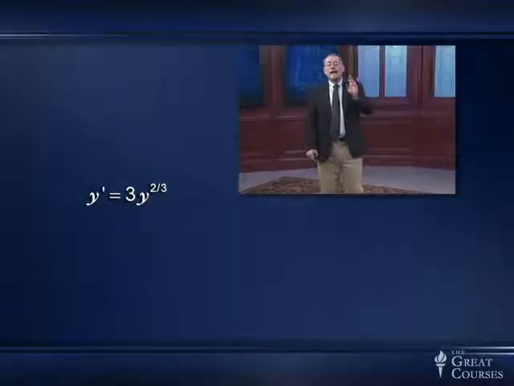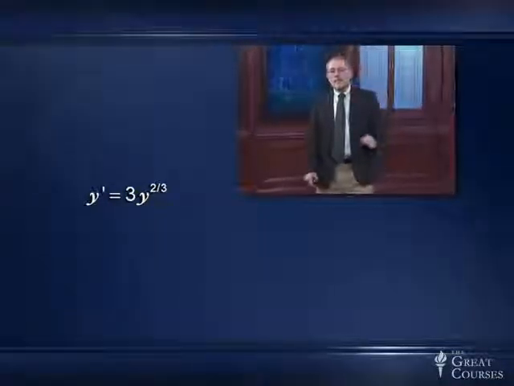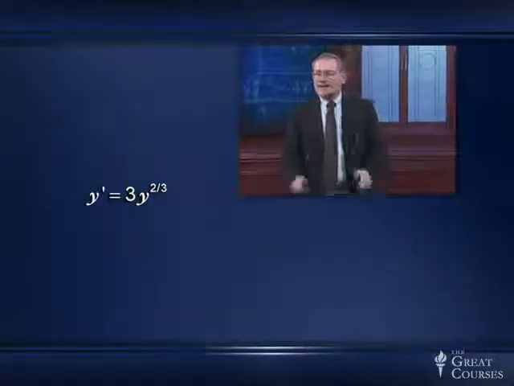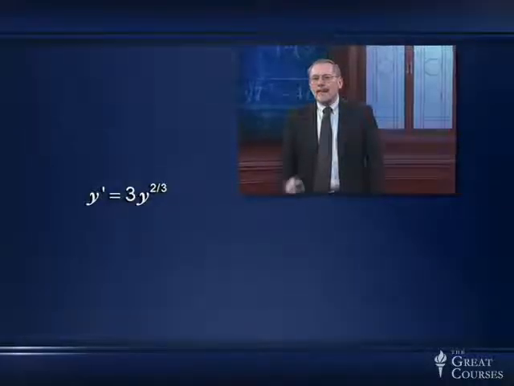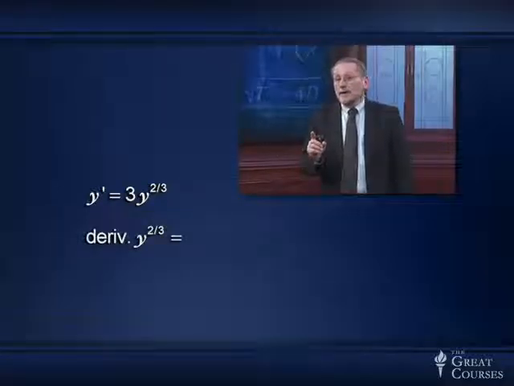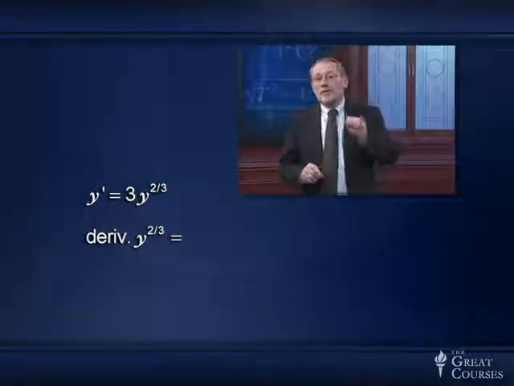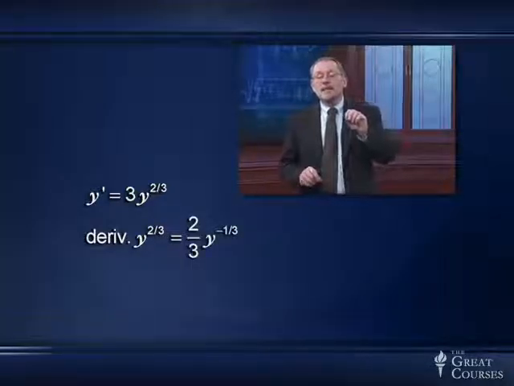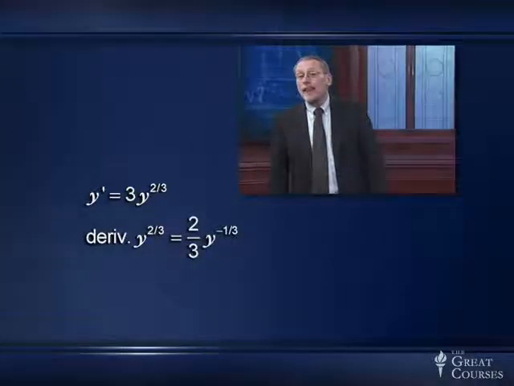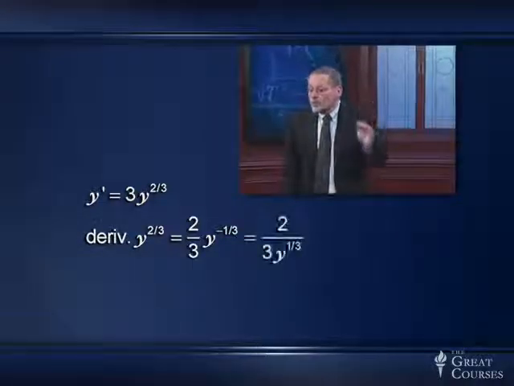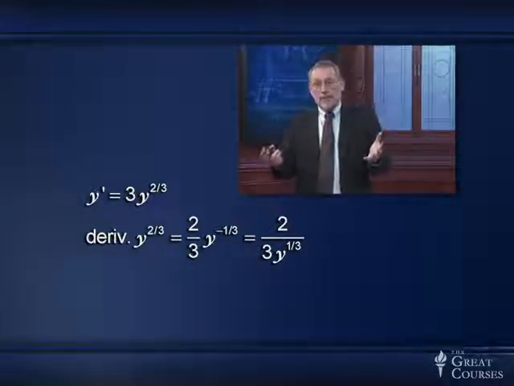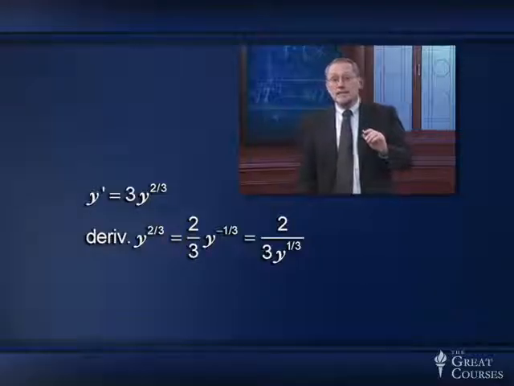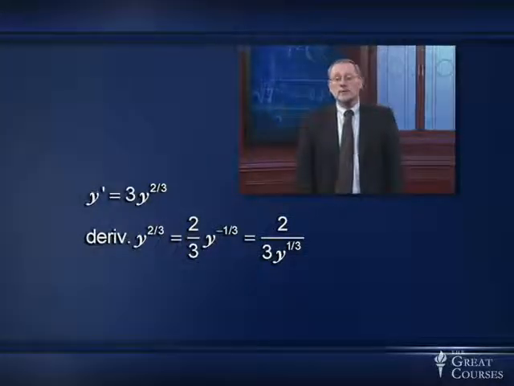A couple more examples. Let's look at y prime is 3y to the 2/3. Is that a nice right-hand side? There's nothing in the denominator, looks pretty good. But remember, what's the derivative of y to the 2/3? The derivative of y to the 2/3 is 2/3 times y to the minus 1/3. So when y equals 0, we've got a 0 in the denominator of the derivative. The derivative doesn't exist there. Remember, our right-hand side had to be continuously differentiable. So we've got a bad point when y equals 0.